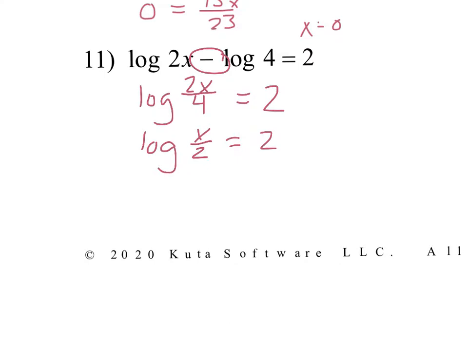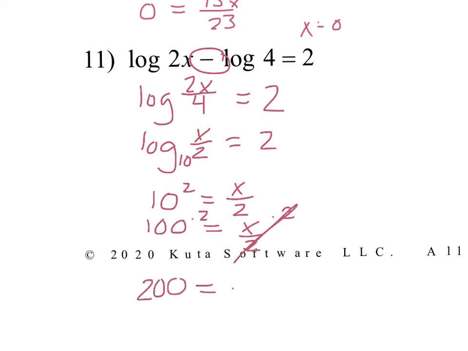And now when we don't have a base that's written, that implies that our base is 10. So now we're going to write it into exponential form. Once we get 1 log, our second step is to rewrite it into exponential form. So we take the base, the exponent comes from the other side of the equal sign, and then that's equal to x over 2. So we have 100 is equal to x over 2, and now I'm going to multiply both sides by 2, so it'll cancel out on the right, so I get 200 is equal to x. Any questions here?